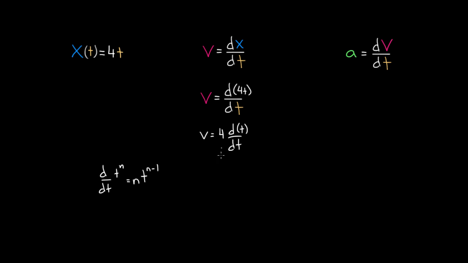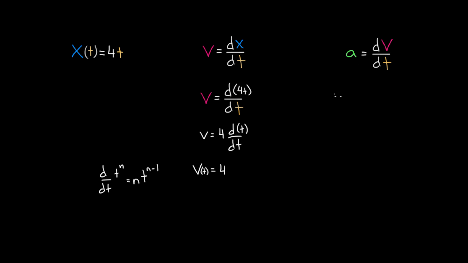So what we're going to do over here, we're going to say that t is really t to the 1. So I can pull down the 1, and I get 4 times 1, which is just 4. And then t to the 1 minus 1 is 0. I could write this as t to the 0, but that's kind of stupid because t to the 0 is just 1. So we just write this as 4. In other words, the velocity as a function of time isn't really a function of time at all. It's just 4. So this squirrel has a velocity of 4 meters per second, and it's just a constant 4 meters per second.